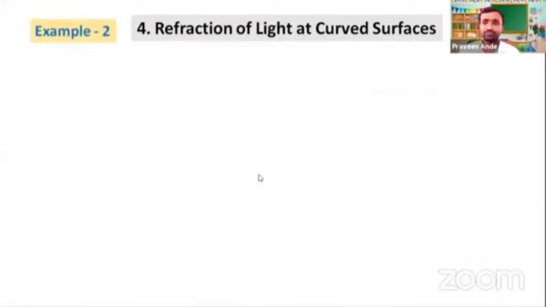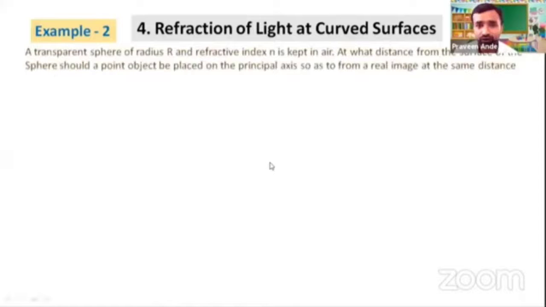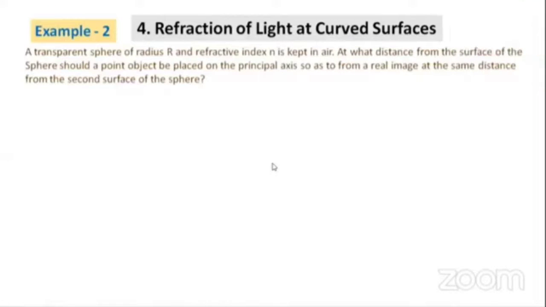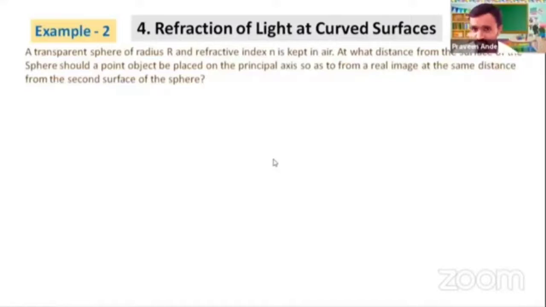Example 2. What is example 2 here? A transparent sphere of radius r and refractive index n is kept in air. At what distance from the surface of the sphere should a point object be placed on the principal axis so as to form a real image at the same distance from the second surface of the sphere? Did you understand the question?